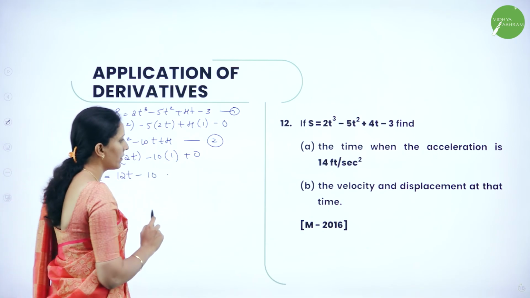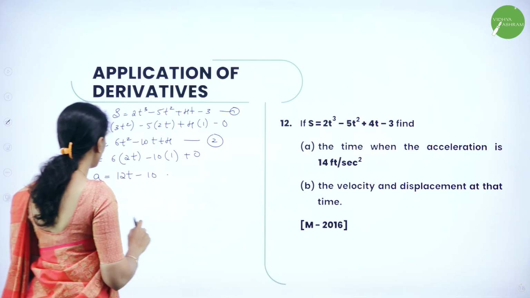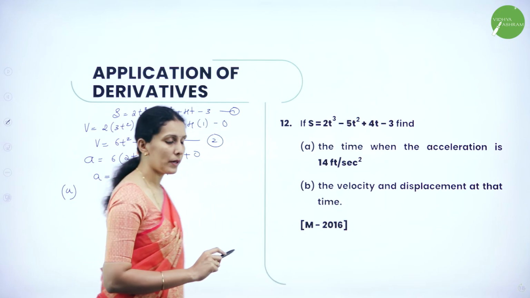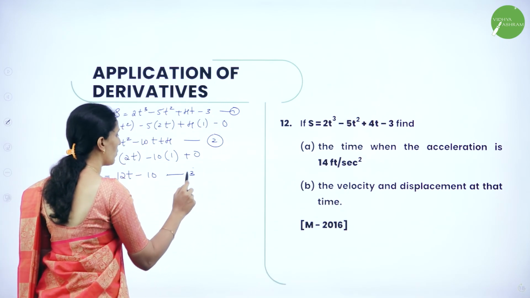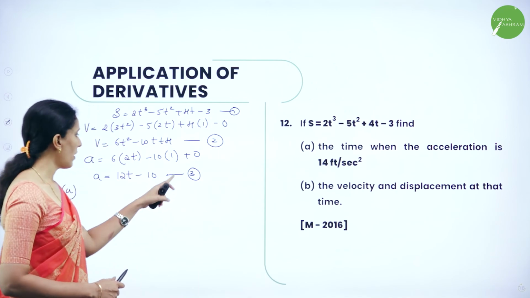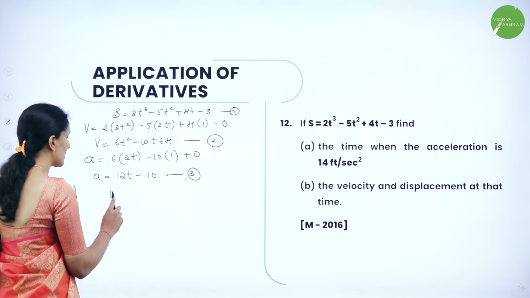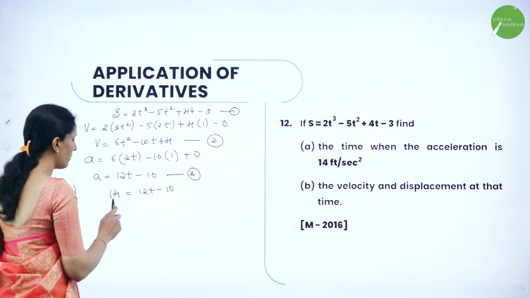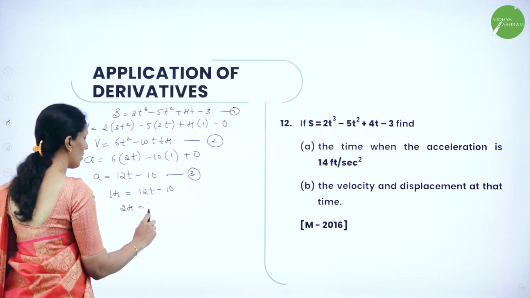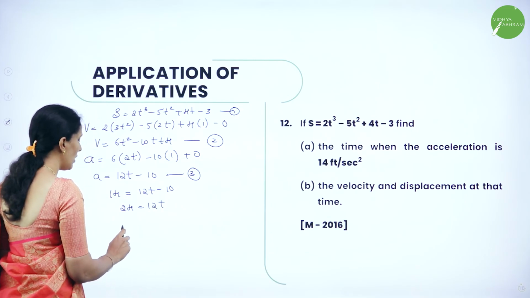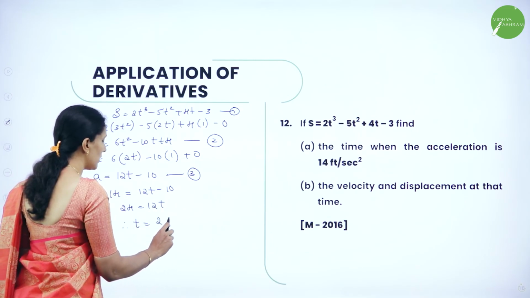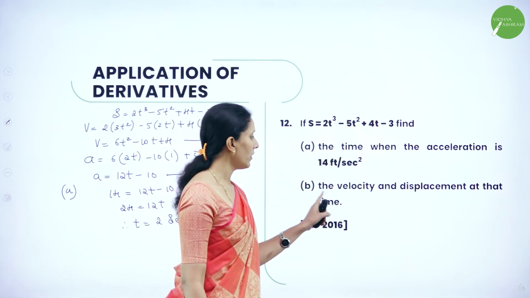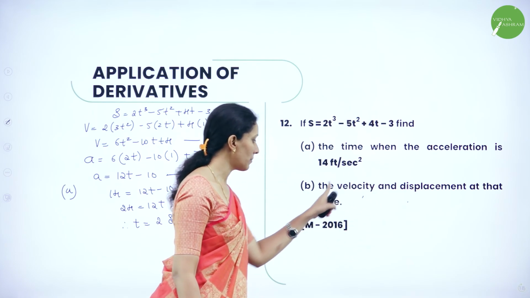Now, the first question is to find the time when the acceleration is 14 feet per second square. Let me take this as equation 3. From equation 3, let us substitute acceleration equal to 14: 14 is equal to 12t minus 10. When the minus 10 goes across, it becomes 24 is equal to 12t. So, dividing by 12, we will get time is equal to 2 seconds.